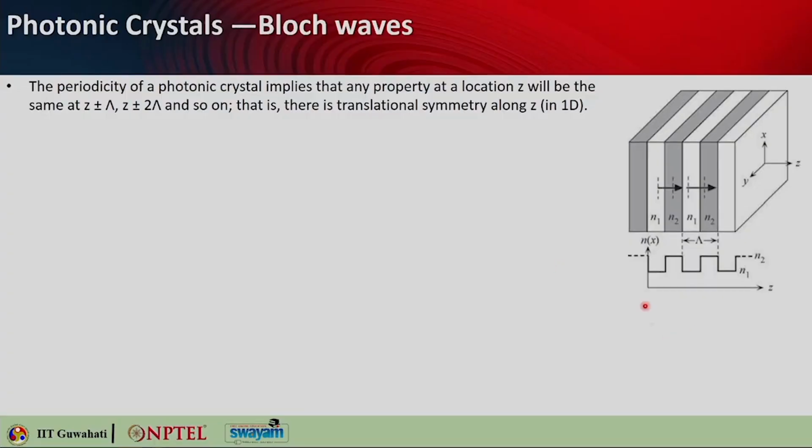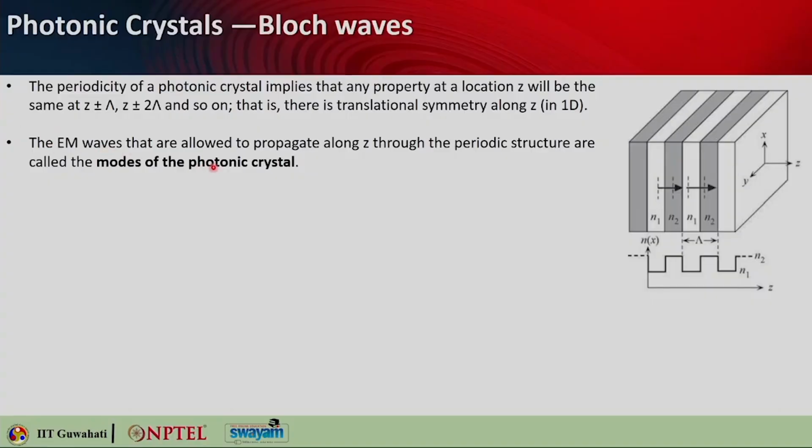Now, while we understand this better, we need to go to the Bloch waves concept. So, let us assume this particular structure here which shows the 1D photonic crystal which we have seen in our previous slides. Now, here the periodicity of the photonic crystal implies that the property at any location z will also be repeated. How? They will be the same at z plus minus capital lambda, that is the period, z plus minus 2 capital lambda and so on. That is, there is a translational symmetry along z, meaning this way it is 1D.